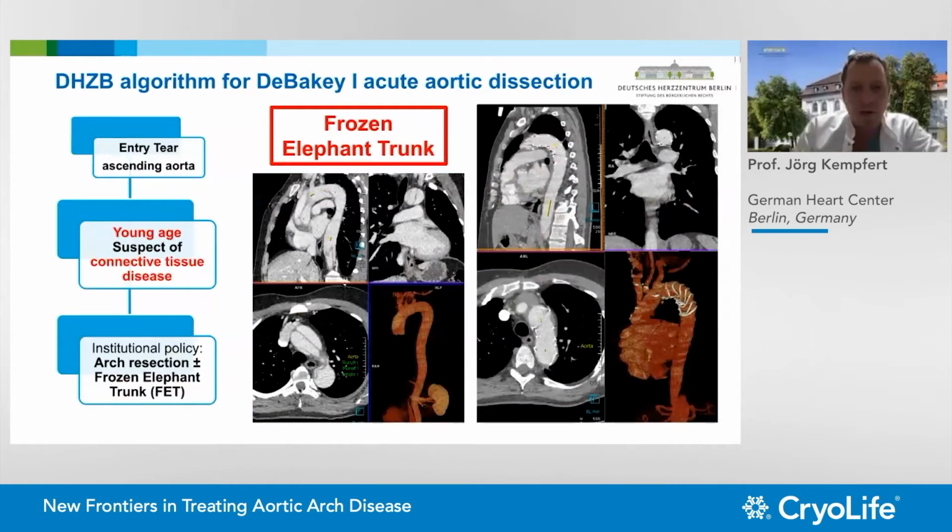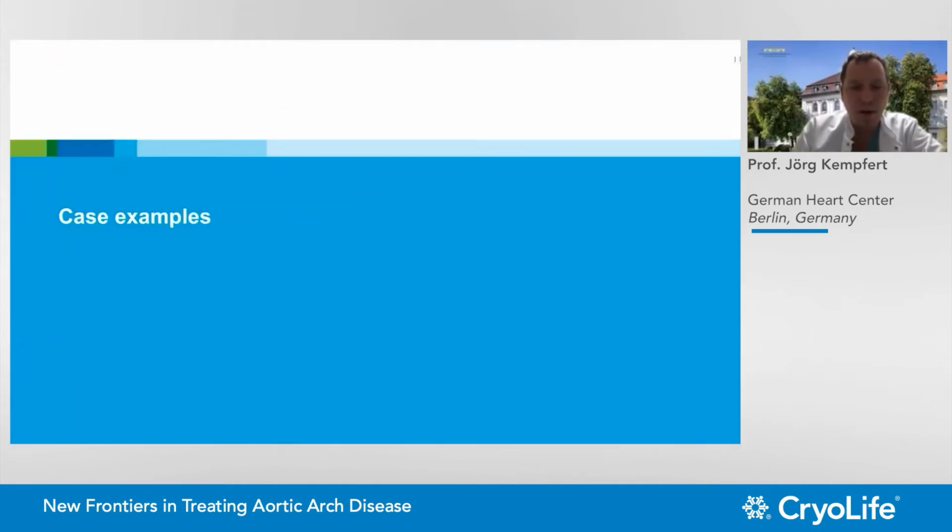Then there's another group of patients that is highly debatable, obviously. These are those patients that might only have a tear in the ascending. However, they're either very young and/or have a suspected connective tissue disease. And in those patients, we are quite aggressive and would also go for a kind of prophylactic arch replacement using a frozen elephant trunk, but I'm fully aware that this is debatable.